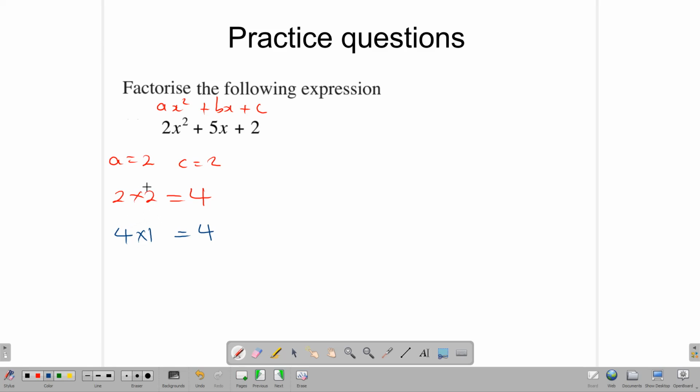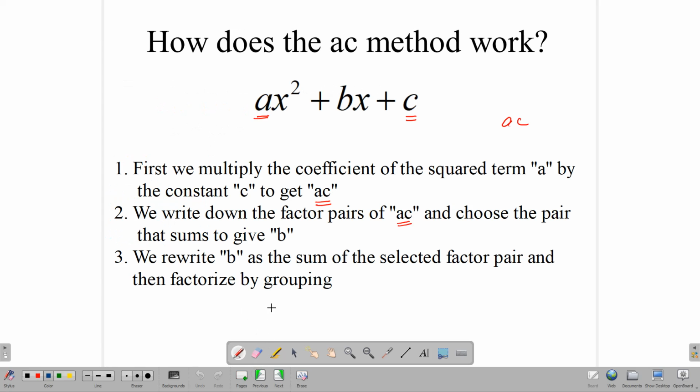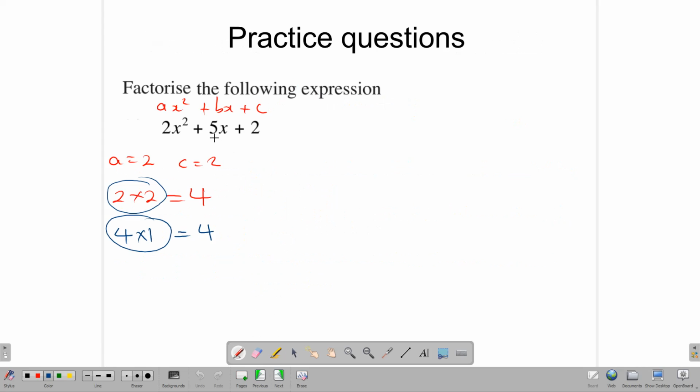So we need to pick one of these pairs, either this one or this one, that fit the criteria of the B. Now remember, we said that once we write down the factor pairs, we choose the one that gives the B term. The B term here is 5. So we want to pick from the pairs of factors the one that can give us 5 by adding them or sometimes subtracting them. In this case, 2 plus 2 gives us 4, but we need a 5. So 4 plus 1 can give us a 5, and that's what we need here.